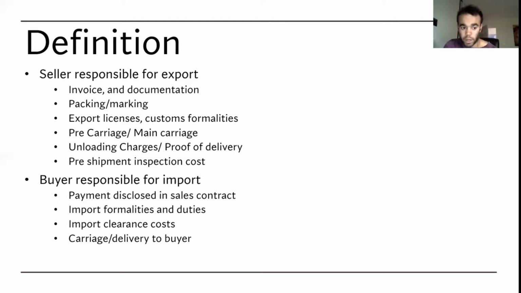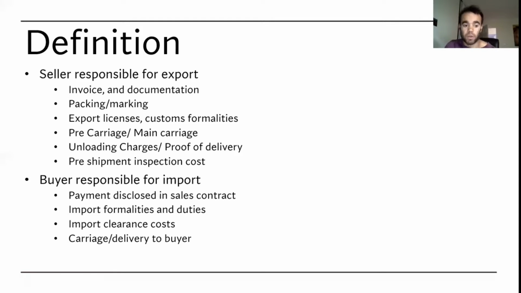And now the buyer is responsible for anything import related. So, payment as disclosed in the sales contract. So whatever they've agreed to pay for the products being shipped to them.